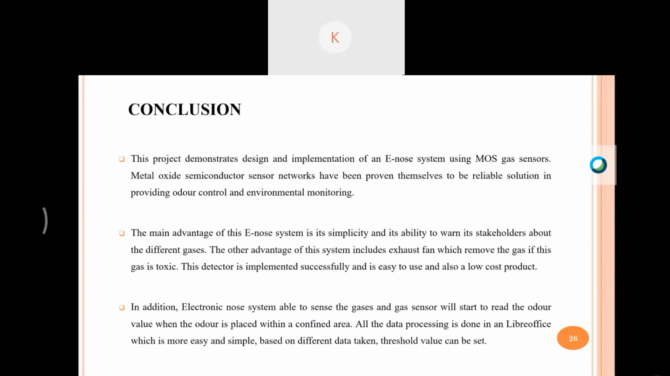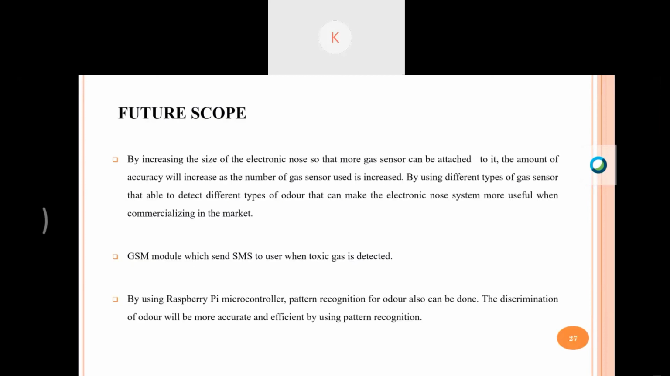In addition, this electronic nose is able to sense the gases, and the gas sensor will start to read the odor value, and the odor is placed within a confined area. All the data processing is done on LibreOffice, which is easy and simple. Based on the different data taken, the threshold value can be set. But in our project, we have used only 3 sensors.